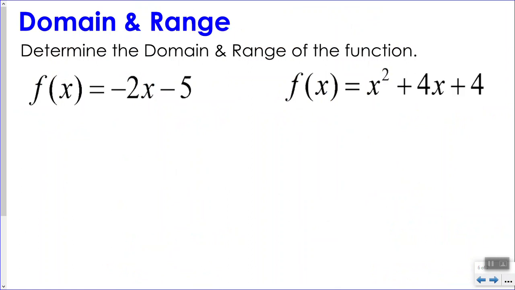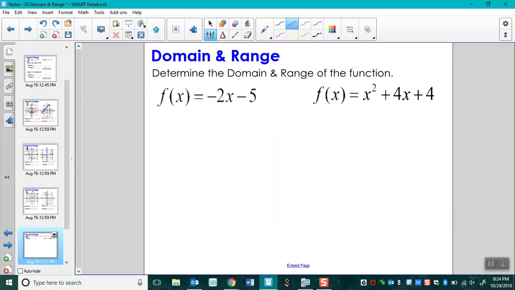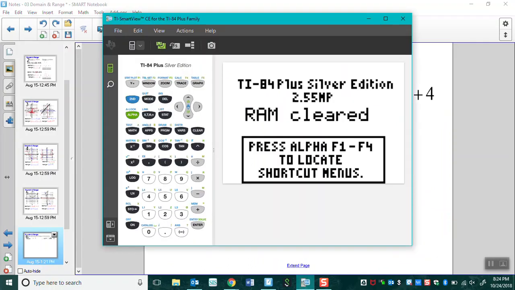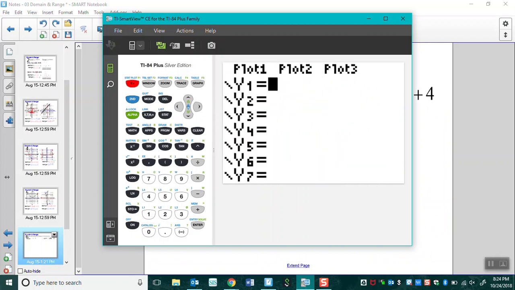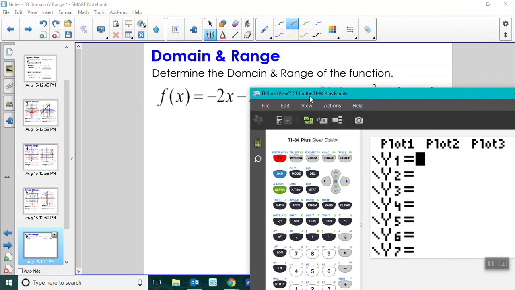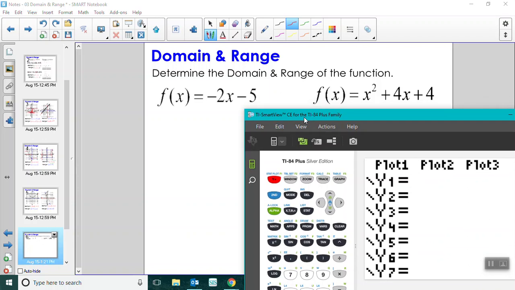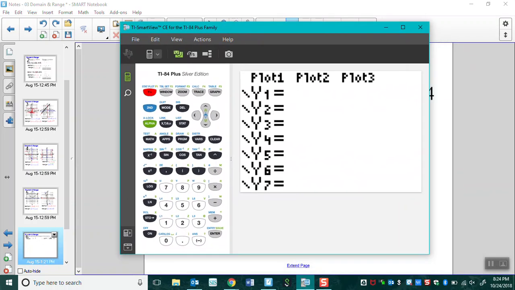So remember that whenever we want to graph a function, we're going to go to that y equals screen on our calculator. So we click y equals, make sure there's nothing in there that we don't want, and remember that f of x can be replaced with y. So instead of f of x equals negative 2x minus 5, we'd have y equals negative 2x minus 5. Make sure for that first negative you use the negative button, and for a minus you use the minus. The two symbols here should be different.